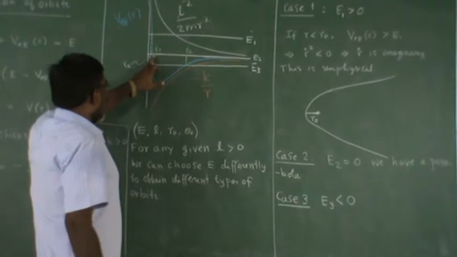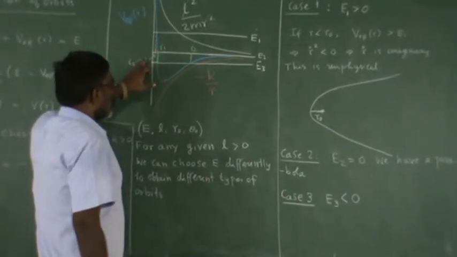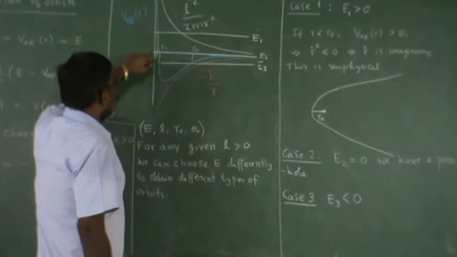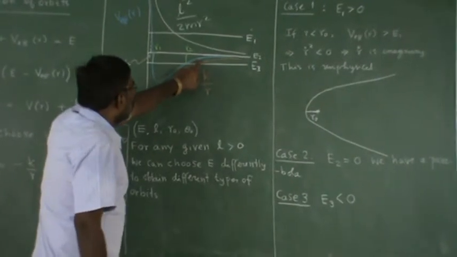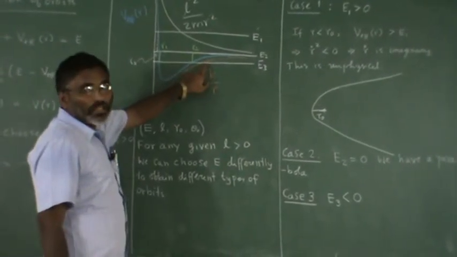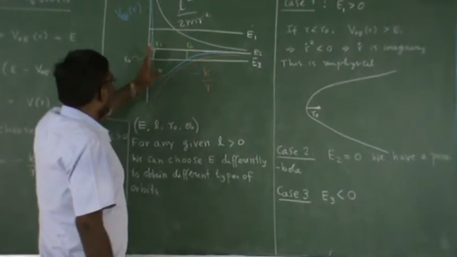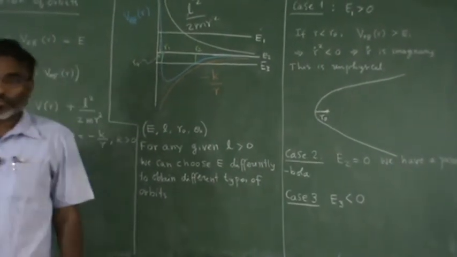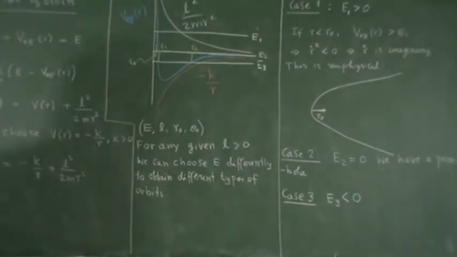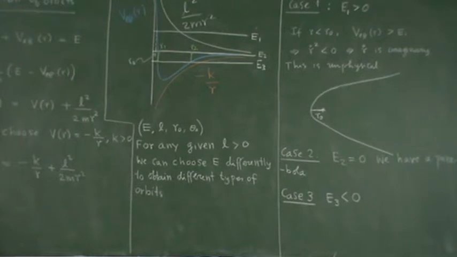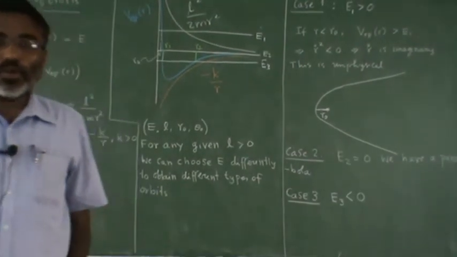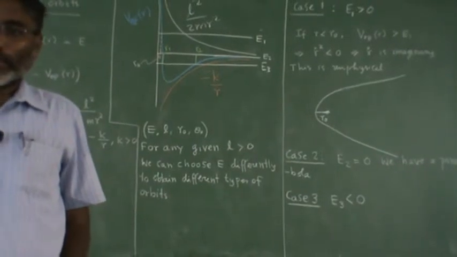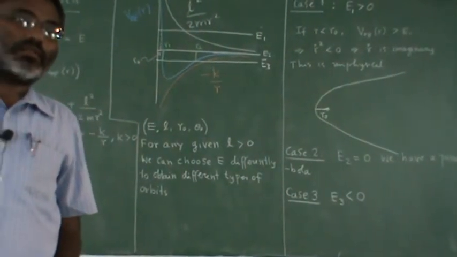And if your R is less than R1, V effective is more than E2. If R is greater than R2, then also V effective is more than E2. So the motion below R1 and above R2 is unphysical. Okay? What does it mean? It means that the movement is bounded above and bounded below. The radial coordinate cannot be more than R2, it cannot be less than R1.